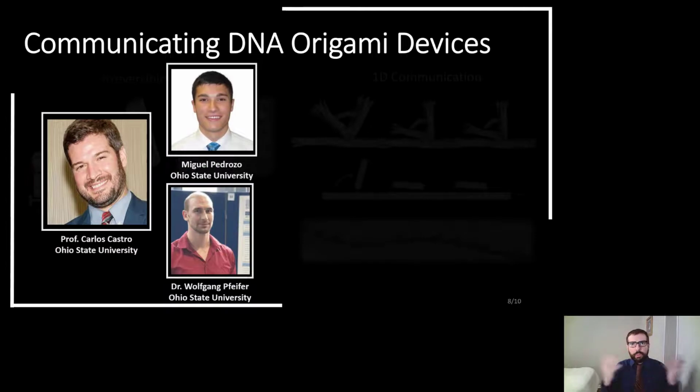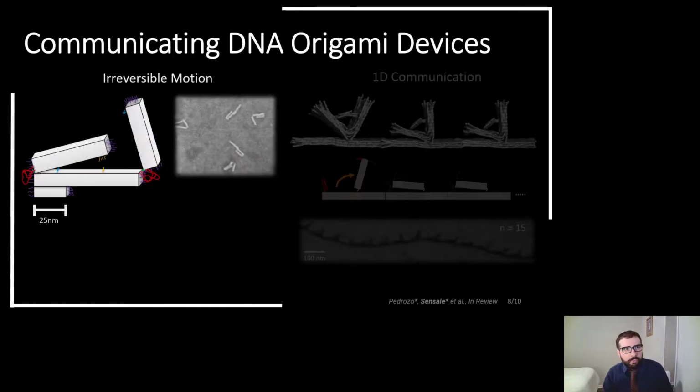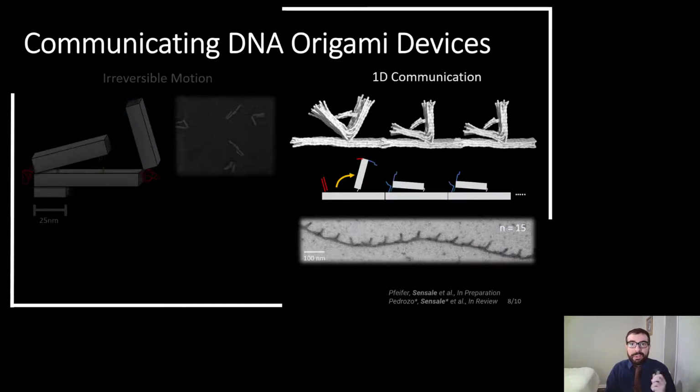So with this in mind, we've been working with our experimental collaborators from Ohio State on 2 things. First, we're working on designing DNA origamis that allow for reversible motion. We're also working on designing DNA origamis that allow for 1D communication. And I'll walk you through our advances on these 2 fronts.